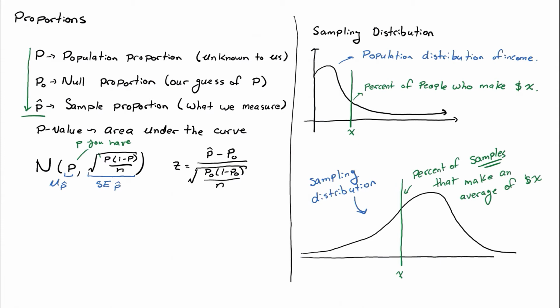If we were computing a z-score, we'll always have the null. Finally, this only works if both n times p is larger than 10 and n times (1 minus p) is larger than 10. These are the assumptions for the sampling distribution of the sample proportion.